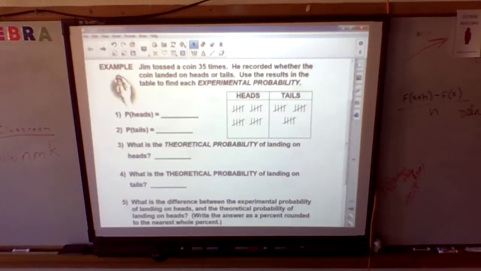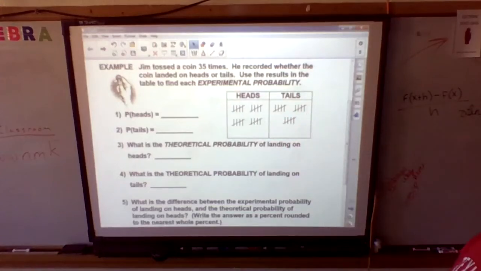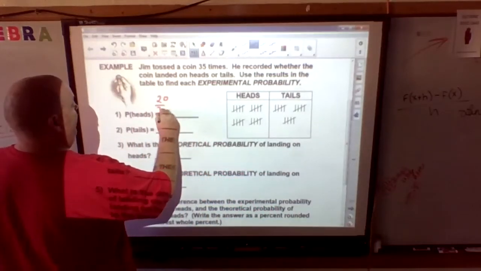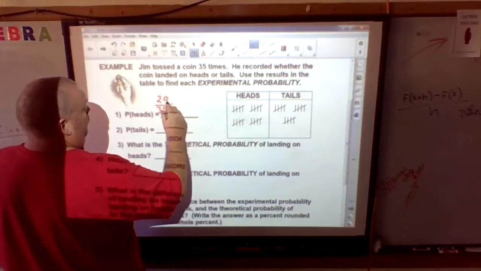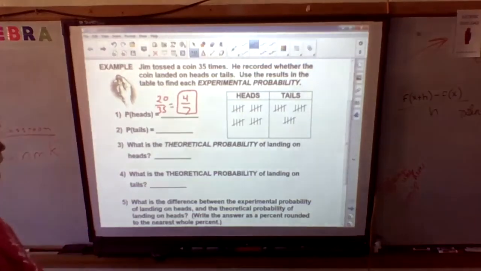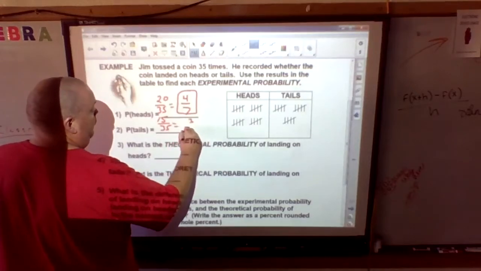Jim tossed a coin 35 times. He recorded whether the coin landed on heads or tails. Use the results in the table to find each experimental probability. So this was his experiment. He flipped the coin 35 times and recorded his data as such. What was the probability that he got heads? It's 20 out of 35, which simplifies, each divided by 5, to 4/7. The probability of getting tails is 15 over 35, which simplifies to 3/7.